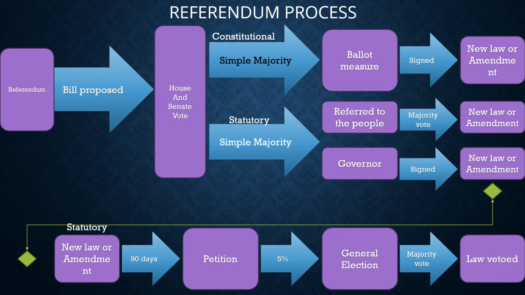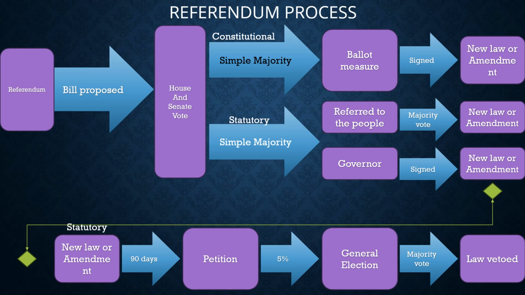The referendum process is a little bit more involved, but it has a simpler start. For a referendum, a bill is proposed in the legislature. Just like the government of the United States, Arizona's legislature has a House and a Senate. A bill must be approved in both the House and the Senate, and must be the same bill, through just a simple majority, which is easier than the United States Congress.